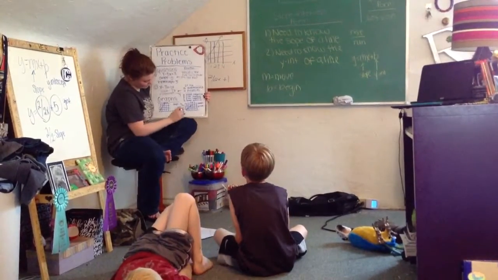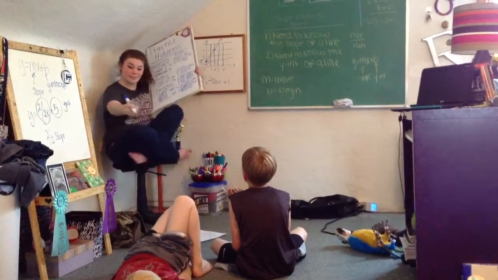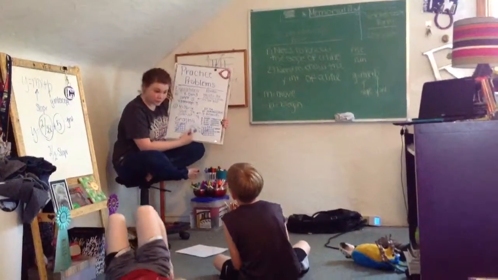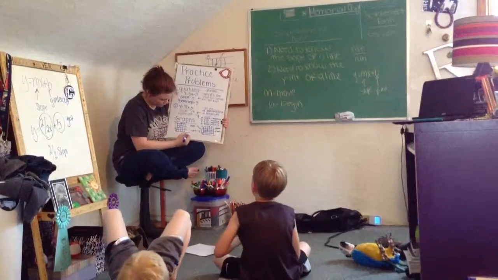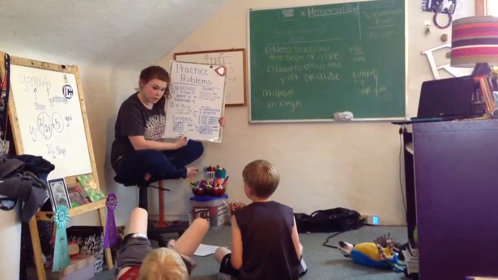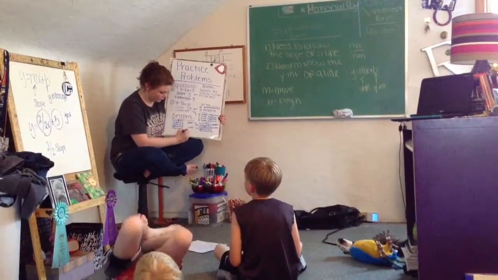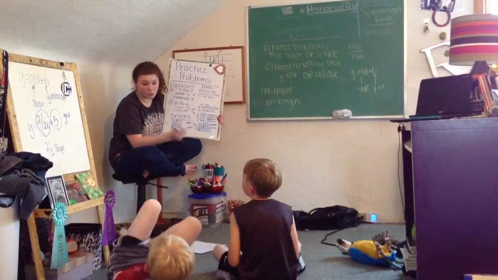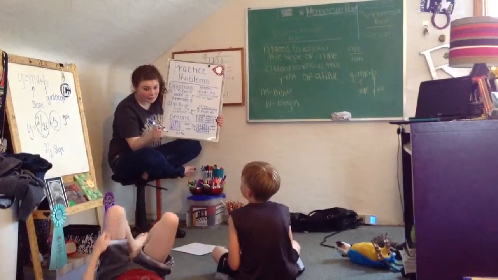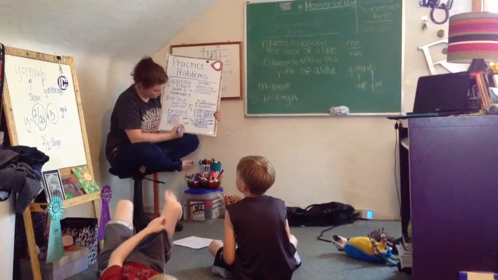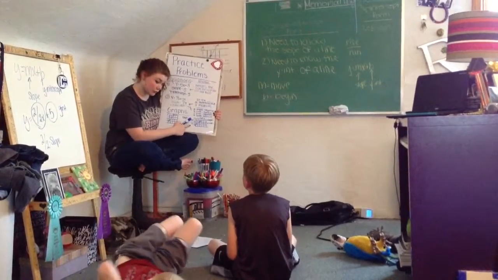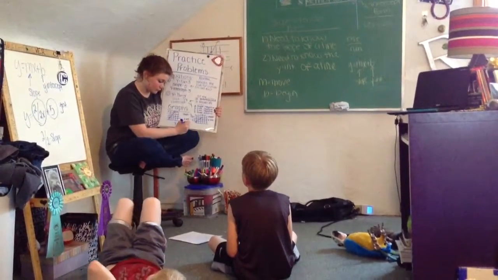So what's the whole equation then? Y equals mx plus b. Y equals 3 over 2x. It's a negative 3, so it's minus 3.